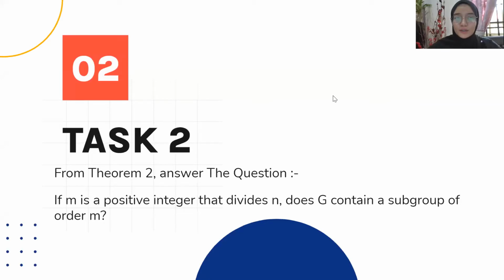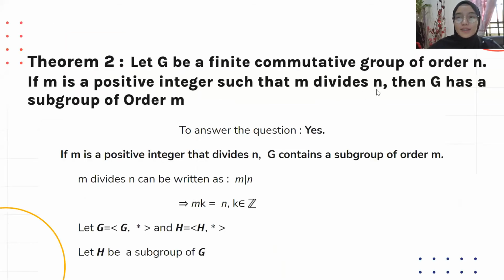Now we go to task 2. Alright, so task 2: from theorem 2, answer the question. The question is, if m is a positive integer that divides n, does G contain a subgroup of order m? So theorem 2 says, let G be a finite commutative group of order n. If m is a positive integer such that m divides n, then G has a subgroup of order m. So to answer the previous question, I said yes. If m is a positive integer that divides n, G contains a subgroup of order m.